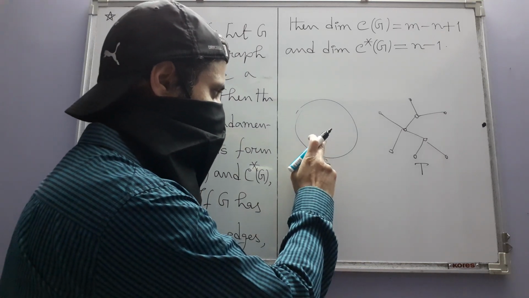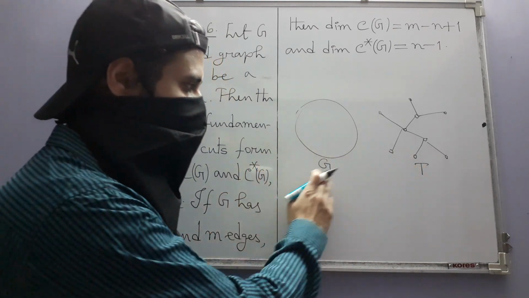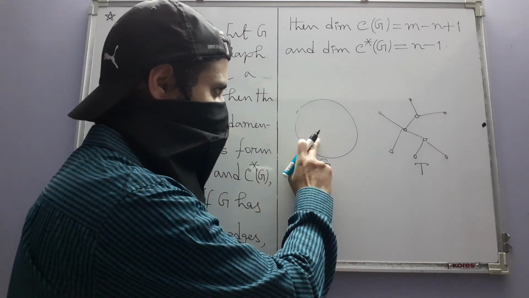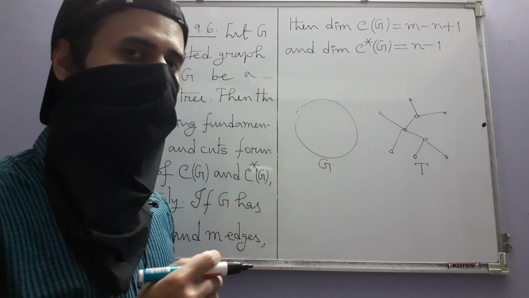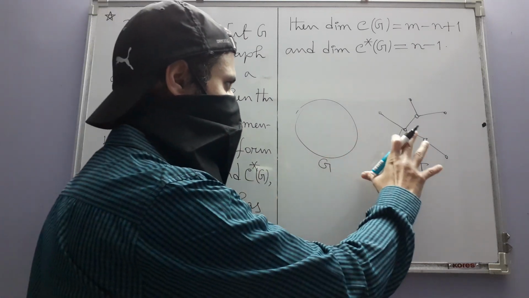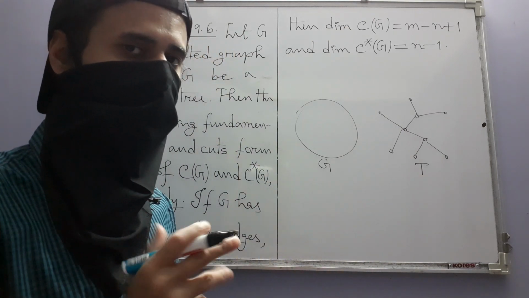If the graph itself is a tree, then obviously the spanning tree will be equal to the graph. But if the graph has cycles, then you will have to remove some edges in order to get rid of those cycles so that the skeleton you are left with is a tree. So that's the spanning tree.